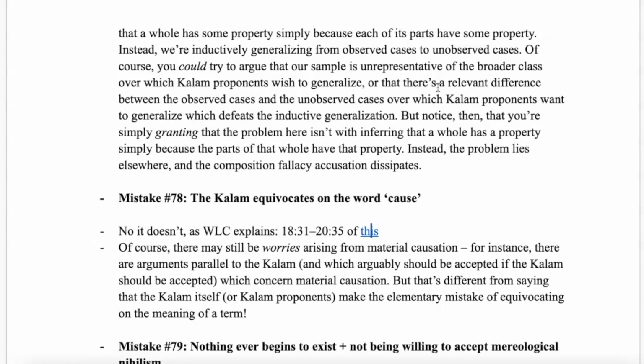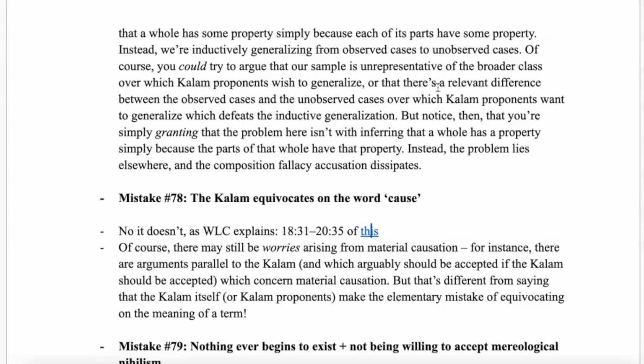Of course, there may still be worries for the Kalam arising from material causation. For instance, there are arguments parallel to the Kalam, which arguably should be accepted if the Kalam should be accepted, which concern material causation. For instance, that every concrete material object that begins to exist has a material cause. The universe is a concrete material object which began to exist, which Kalam proponents think, and so it must have a material cause. But if traditional theism is true, the universe does not have a material cause, so traditional theism is false. That sort of criticism. But that's different from saying that the Kalam itself, or Kalam proponents, make the elementary mistake of equivocating on the meaning of a term. So please stop saying that the Kalam equivocates on the word cause.